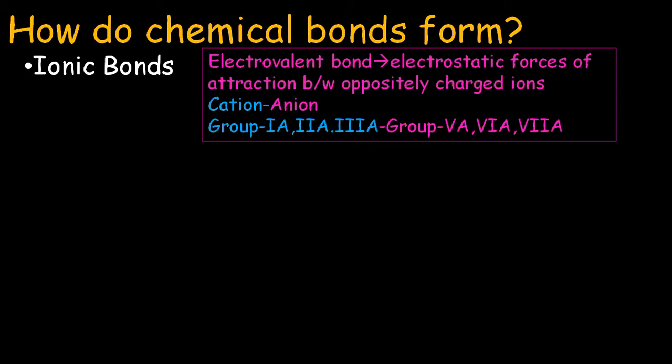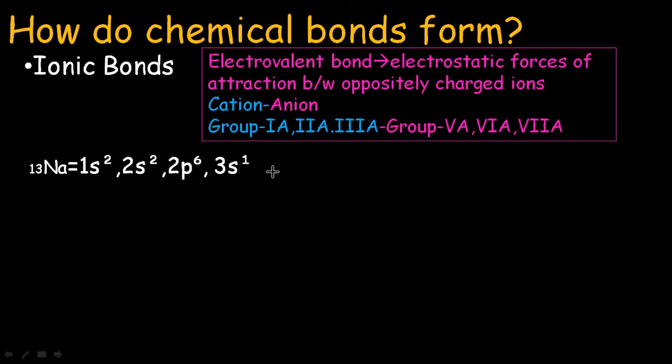Cations are formed by the group 1A, 2A and 3A atoms, while the anions are formed by group 5A, 6A and 7A atoms. Considering the cations, let's consider the atoms of group 1A. This is the electronic configuration of sodium that has one electron in its valence shell. Its valence shell is 3 that can accommodate 8 electrons, but it is not possible for sodium to get 8 electrons by gaining 7 electrons from the other atoms.